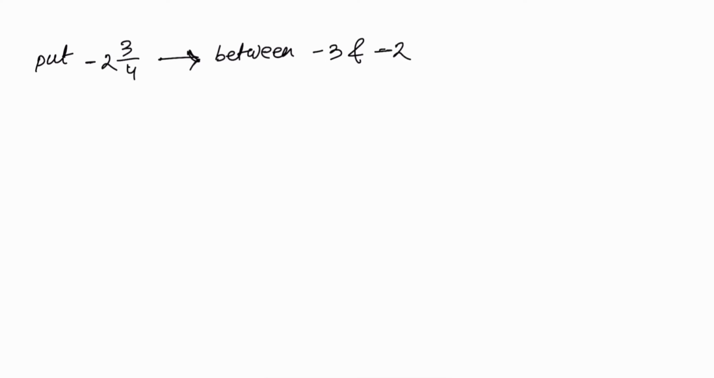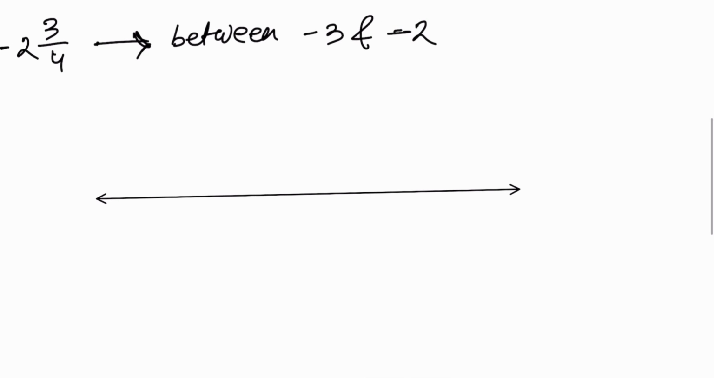It will not go to the left of -3. That means if you draw a number line, this number will lie between -3 and -2. I am plotting only -3 and -2 so that the number line will remain neat and clear, right? Right-hand side is x and left-hand side is x dash. The right-hand side is called the positive portion.